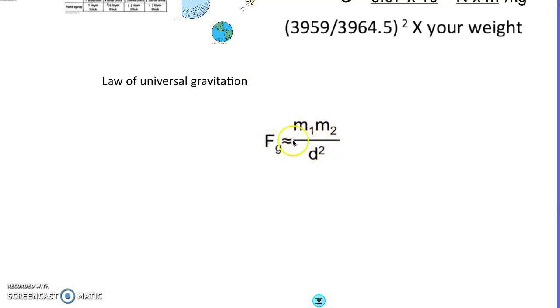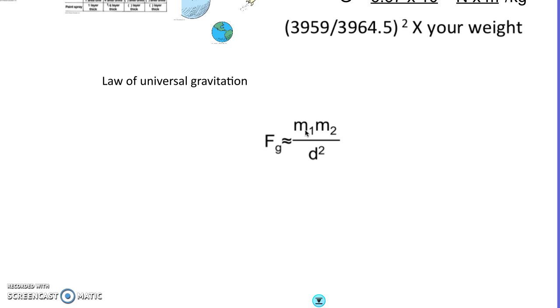And here's the formula he came up with: Fg, which is the force of gravity, is proportional to the mass of one object times the mass of the second object, the two objects that have mass, divided by the distance squared. Basically this says any two objects that have mass have an attraction. That means if I'm sitting at my desk, I have mass, and the desk has mass. There's an attraction between us, a gravitational pull.